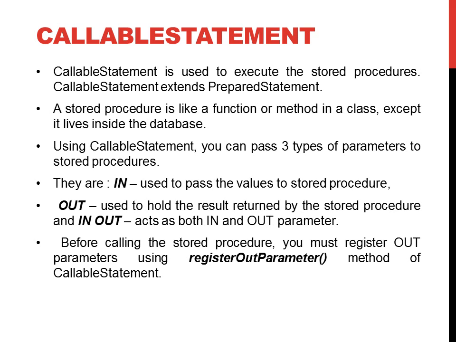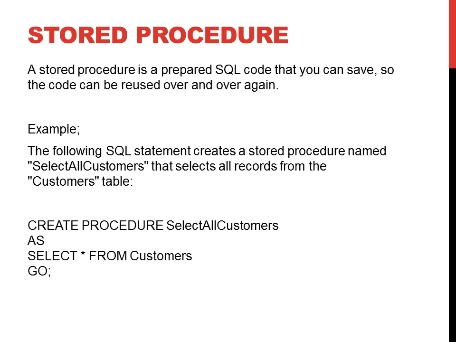If you want to pass values into the stored procedure, then we have to use in parameter. Out parameter will give values back from the stored procedure. Out parameters are used to hold the result returned by the stored procedure. In out act as both in and out parameter. So I told stored procedure is a prepared SQL code that you can save so that this can be reused over and over again. Like method, we can call stored procedure again and again from our program.